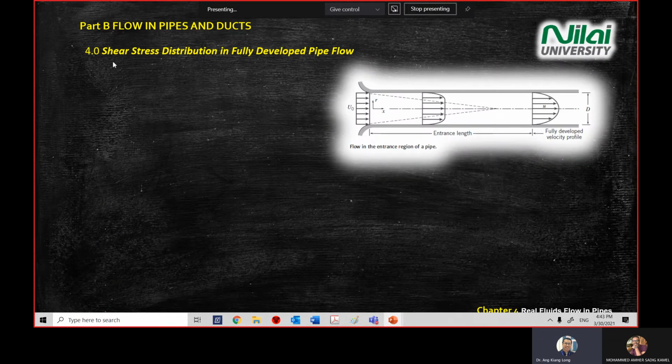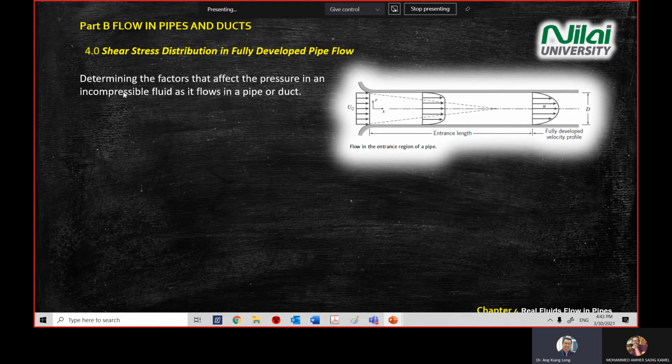All right, so now we look at shear stress in the fully developed pipe again, the shear stress distribution. So we need to determine what factors affect the pressure inside the pipe, and we assume that our fluid is incompressible. So the first thing you look at is the Q. The Q equation is equal to pi delta P R power 4 divided by 8 mu L. So you can write it in terms of diameter.